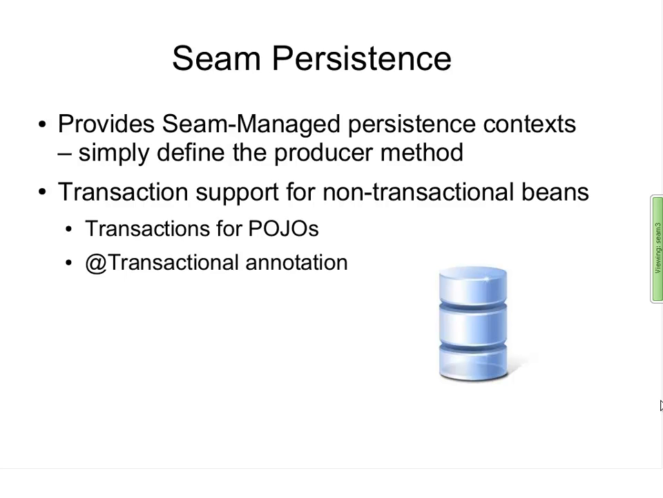So these days there's a growing trend for developers to use POJOs instead of EJBs. However, when you decide to use a POJO and step outside of the EJB stack, you lose some of the built-in features such as transactions. So this is where Seam Persistence picks up the slack. It provides a Transactional annotation which allows you to denote your POJO bean as requiring a transaction.